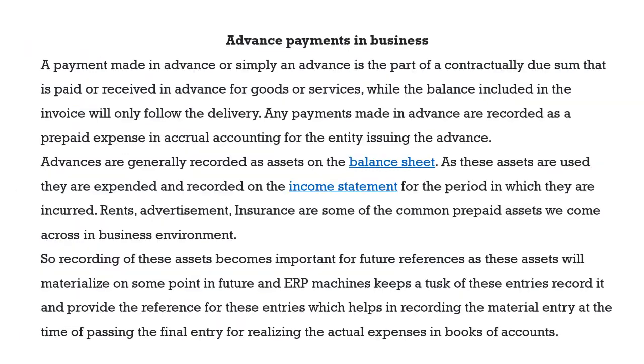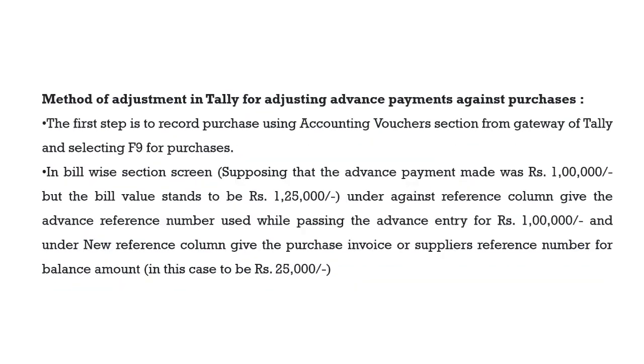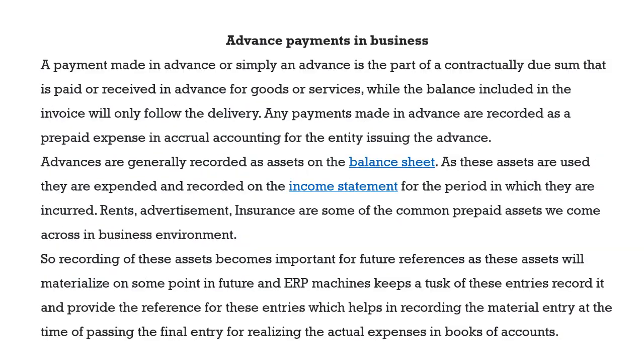Next one is advance payment. One thing needs to be mentioned in this scenario. At the time of passing a purchase or sales ledger, you will find four options available. What are the four options? One is new reference, second is against reference, third is advance, fourth is on account. So the question is when and how to use all those four.